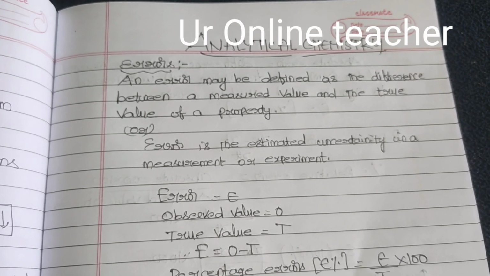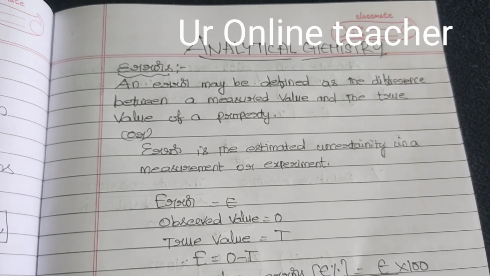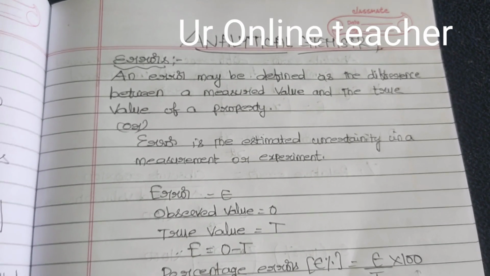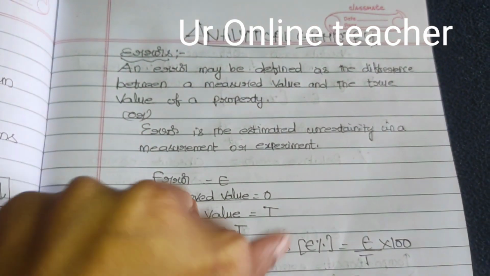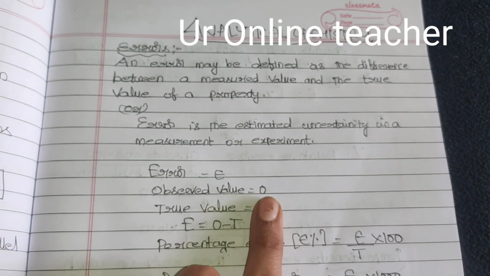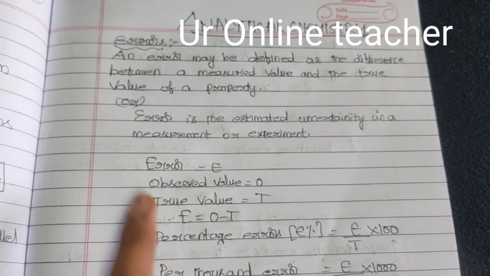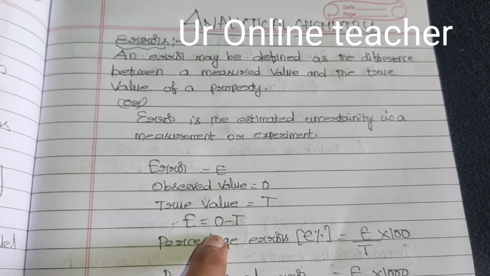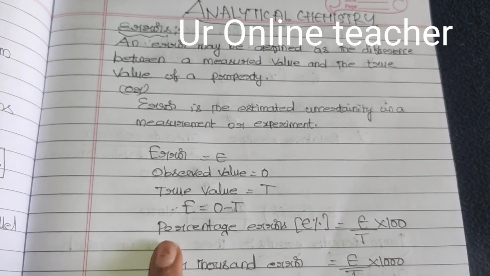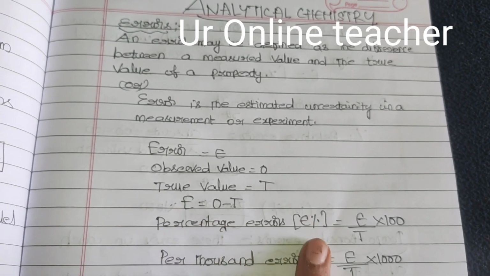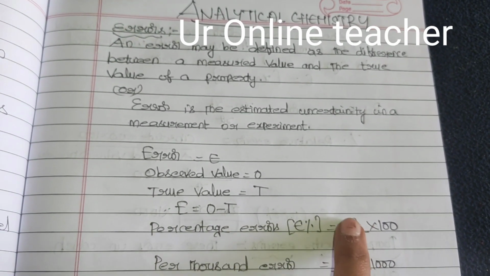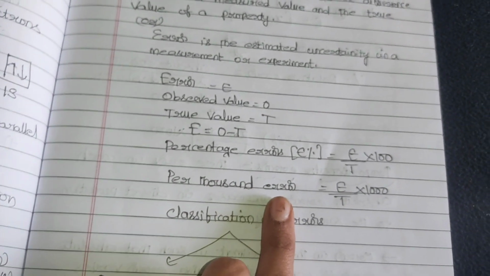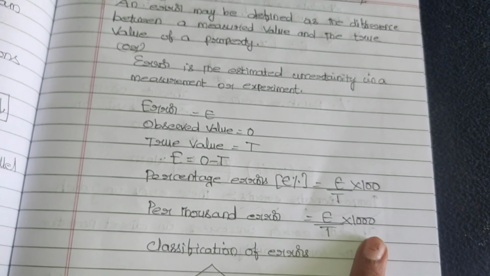Whatever experiment we are doing, or when we are measuring something, if some uncertainty is there, it is also called error. Error is represented by E, observed value by O, and true value by T. So error is equal to measured value or observed value O minus true value T. How to calculate in percentage? Percentage error is equal to E by T into 100. For per 1000, if you want to calculate, E by T into 1000.